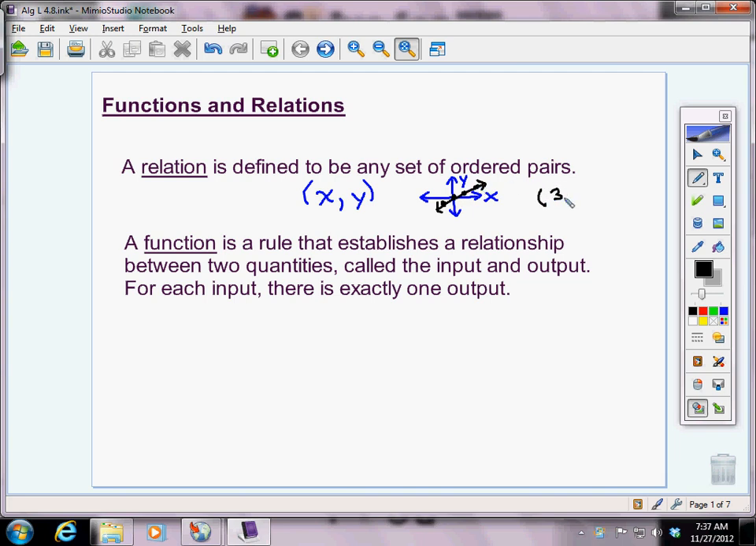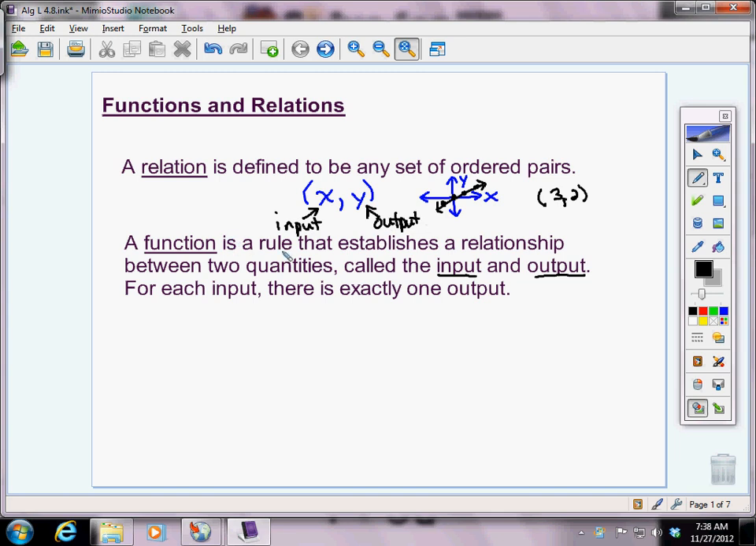So when we have the point 3, 2, that's a relation. When we input our 3 into some equation, we get out our 2. Okay, so there's a relationship between the 3 and 2. Now a function is a specific type of relationship. Right here it's a relationship between the input and output. And I've already been referring to our x and y coordinates as the input, and the y is our output.